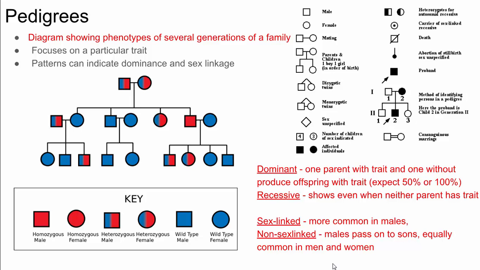And so we recognize by looking at a pedigree, if something is dominant, typically what we'll see is if you had a parent that had this trait and a parent that did not, we would expect that their offspring would have it. If it's a recessive trait, it could show up even if it's not present in the parents, even if they don't have that phenotype. We can tell if something is sex-linked if we see that it's more common in males. We can tell it's not sex-linked if males can pass that trait on to their sons, or if it's equally common in men or women. So all this information helps us to build a picture of how this trait is inherited.